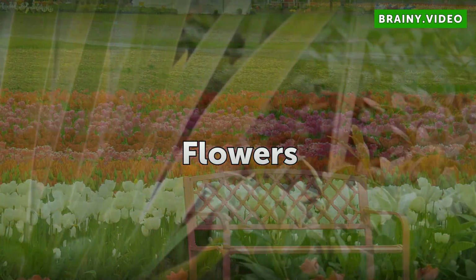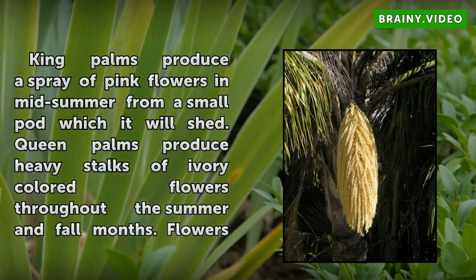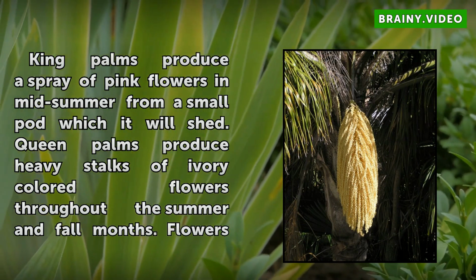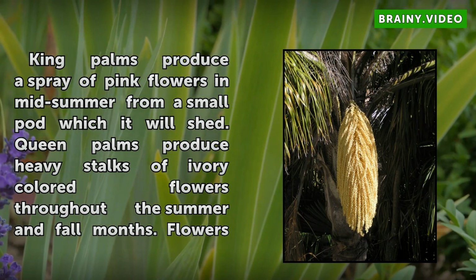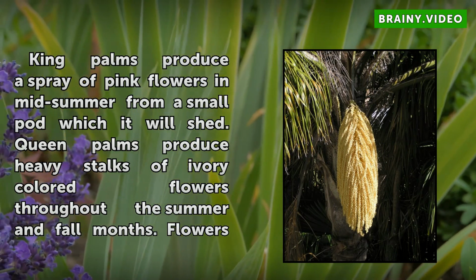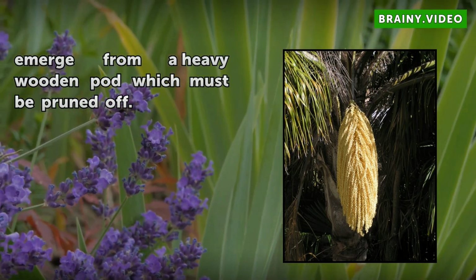Flowers. King palms produce a spray of pink flowers in midsummer from a small pod which it will shed. Queen palms produce heavy stalks of ivory-colored flowers throughout the summer and fall months. Flowers emerge from a heavy wooden pod which must be pruned off.